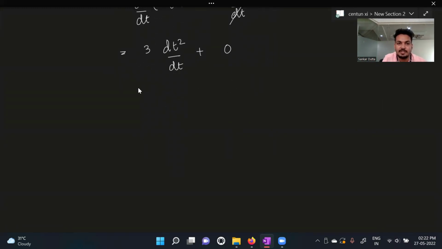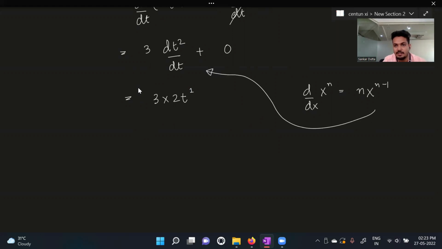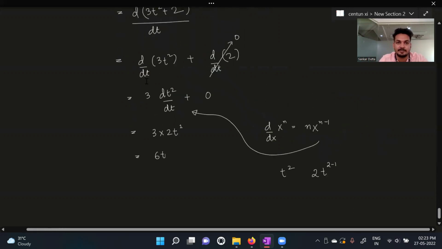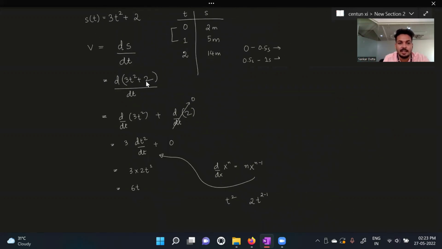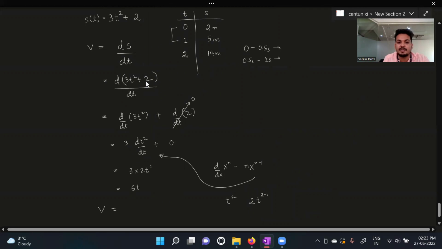What is the differentiation of t square? It is 3 into 2 times t raised to power 1. So this is the formula I use: differentiation of x raised to power n is n times x raised to power n minus 1. That formula is getting used here. So t square will become 2 times t raised to power 2 minus 1. So this becomes 6t. What did I get? I got that the velocity at any point is given by 6 times t.